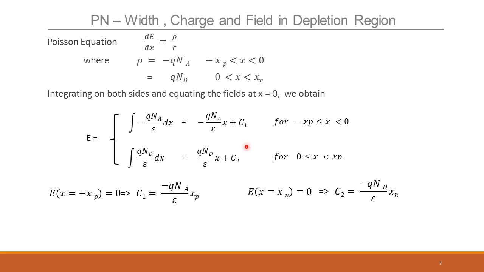We also know that the electric field at x equal to 0 is the same. It's not 0, but it is the same. Both equations should give me the same value. So if I put x equal to 0, these terms vanish, and C1 has to be the same as C2. Is C1 equal to C2? q Na by epsilon xp is equal to q Nd by epsilon xn, right? So q by epsilon will cancel. We'll end up with Na xp equal to Nd xn, and we have seen this already from charge neutrality. So no surprise. Looks like our equations are right.